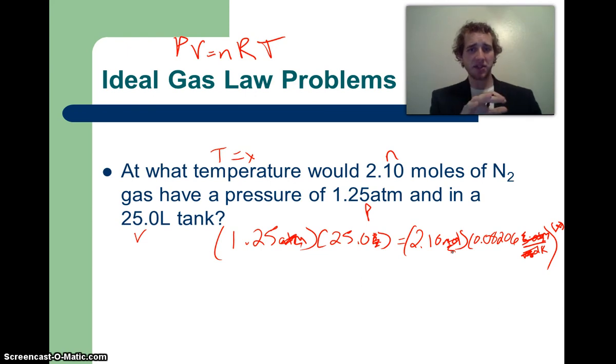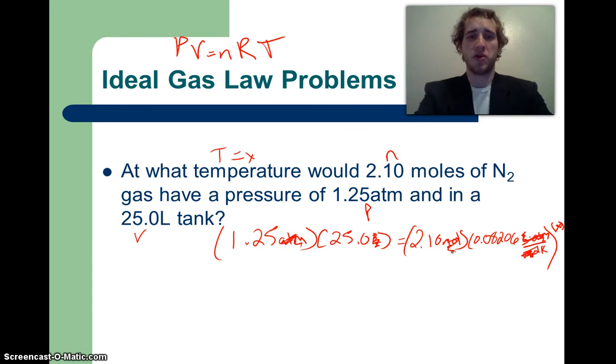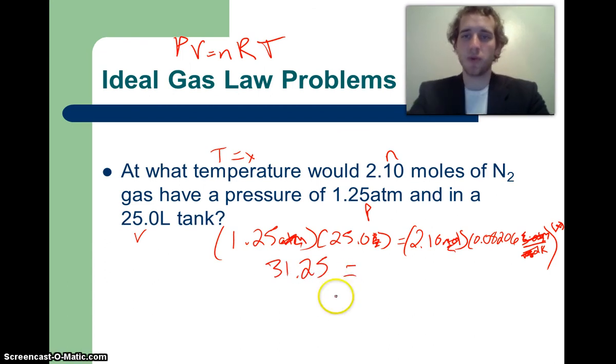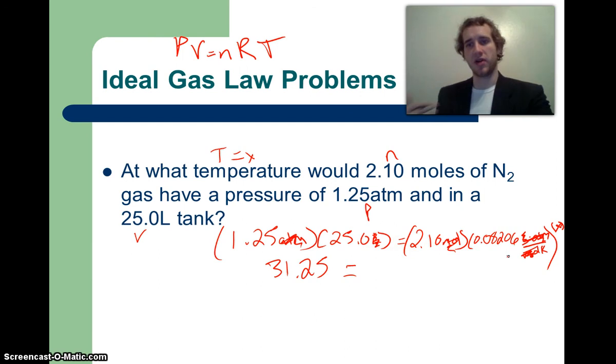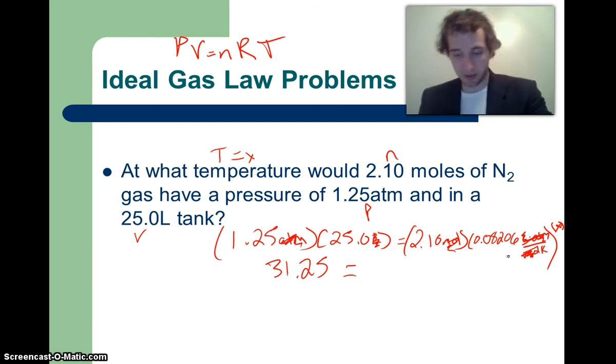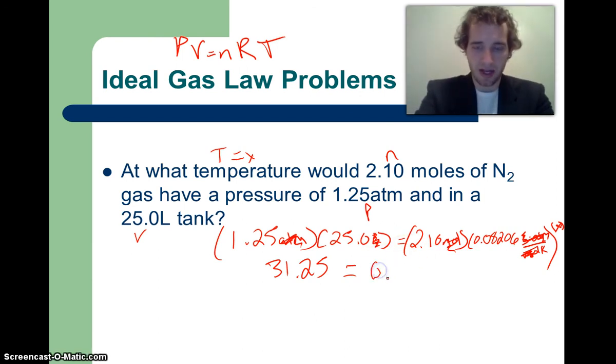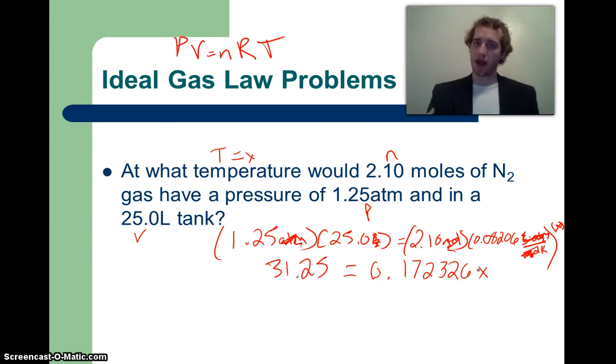So let's go ahead and start. We got two numbers on the left-hand side. We'll just multiply them together. When we do that, we get 31.25. That's going to equal 2.10 times 0.08206 times x. Well, when you do that, you get a value that is 0.172326 x. x comes along for the ride. Well, this just became an algebra problem, didn't it? The chemistry part has kind of flown away a little bit. All we've got left is to solve for x.